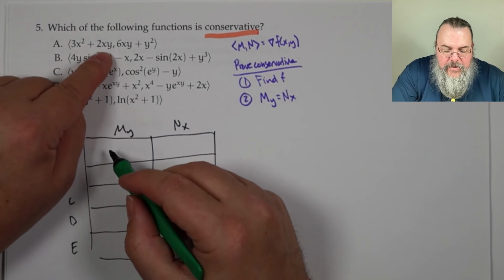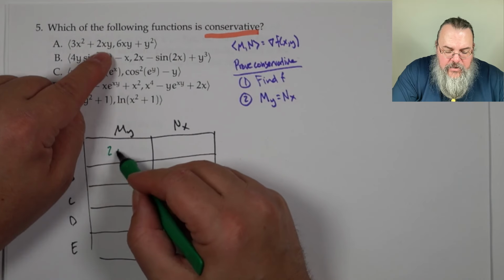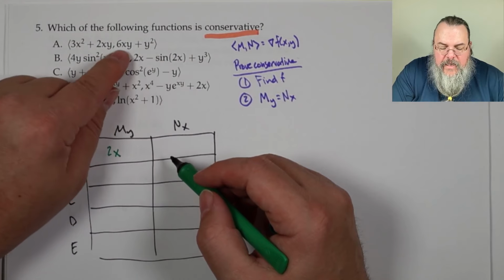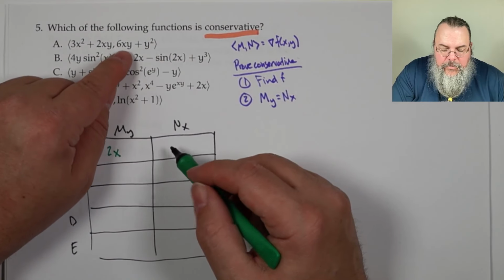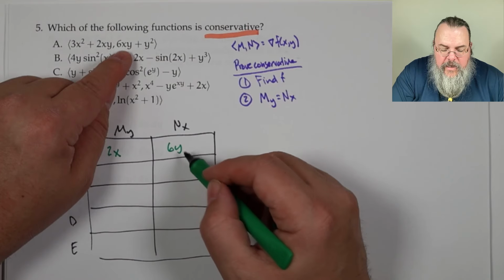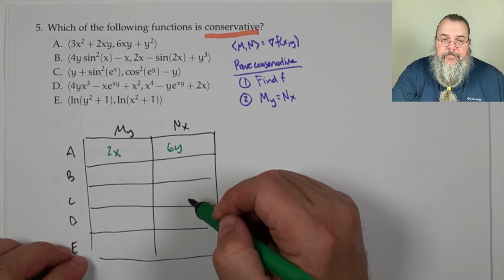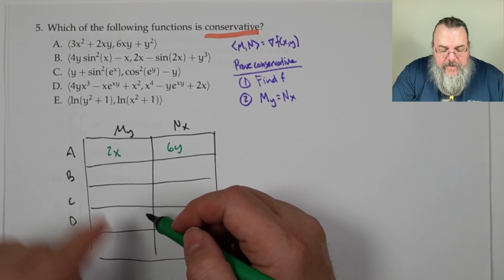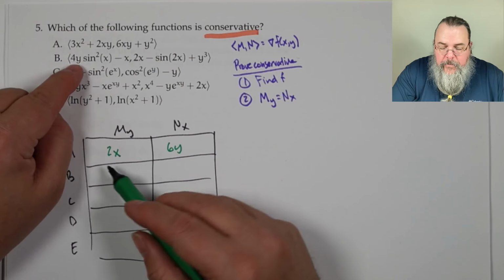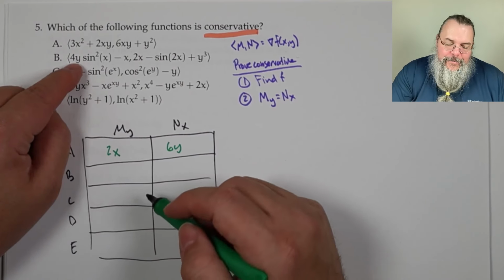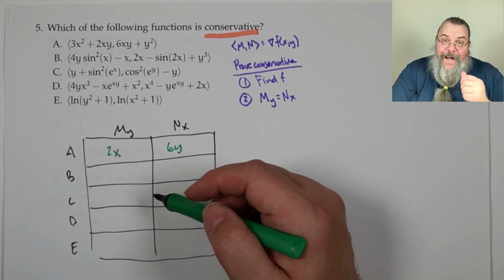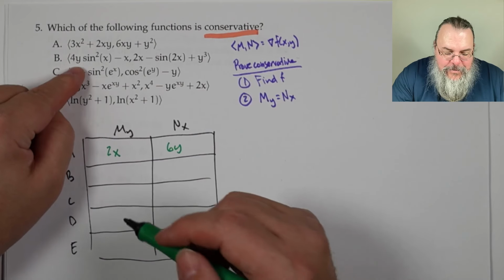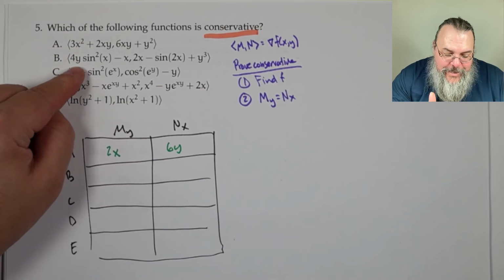Okay, so part A, take the derivative of the first slot with respect to y. That goes away. Derivative of 2x with respect to y, 0. Go to the next term, take the derivative with respect to x. Derivative of 6xy, well, that's 6y, and that goes away. All right, not looking promising. Well, let's go ahead and finish this up. That's not looking promising for A. Well, it shouldn't look promising for 4 out of 5, because one of them should be conservative. That's the thing with multiple choice. Only one should be correct.